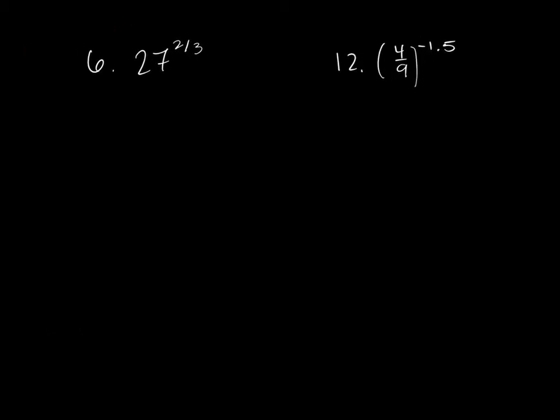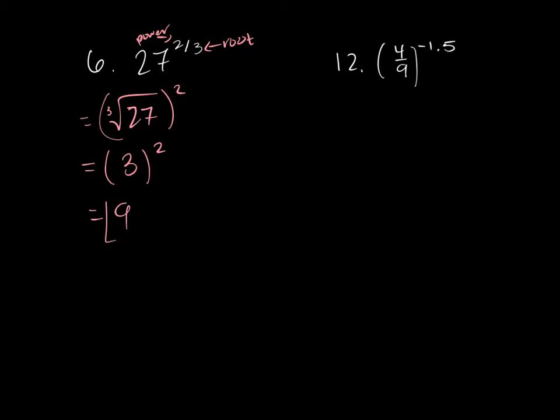Let's try one a little more difficult. For 6, it says 27 to the 2/3. So 2 is what I'm going to raise my 27 to, and 3 is what I'm going to take the root of. So this is the same thing as the cube root of 27 quantity squared. We know the cube root of 27 from number 2 is 3, so we're going to evaluate that first. And then all we have left to do is square it. So that's going to be 9.